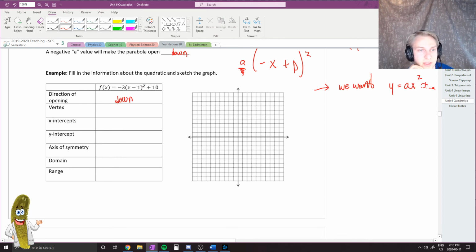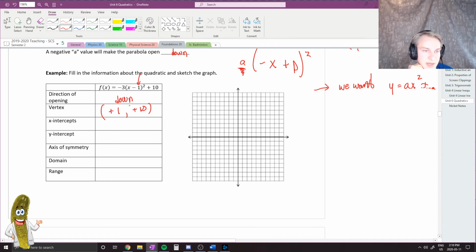I also, just looking at this, can see the vertex. Again, remember that if this is minus 1, that serves as a positive 1 value for our vertex. And then we have a positive 10 in terms of where the vertex sits on the y-axis. In terms of finding x and y intercepts, we could solve for that, or we could graph it and figure out where this graph is going to be, that sort of thing.